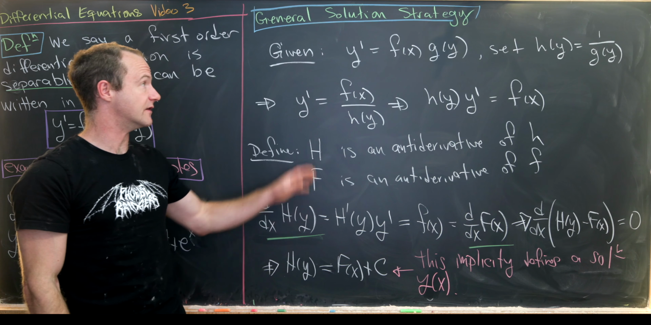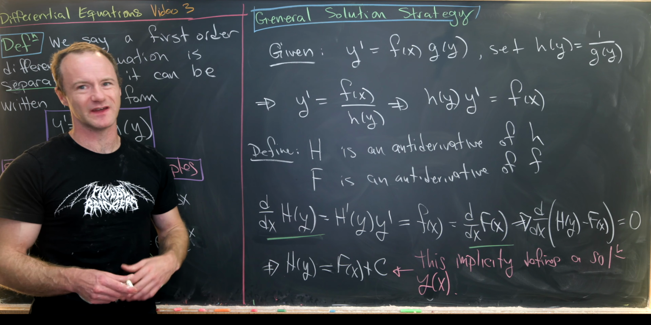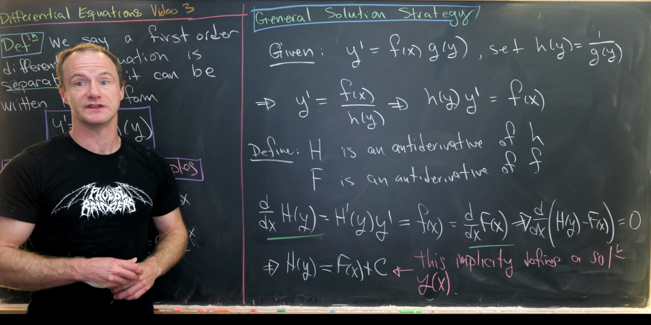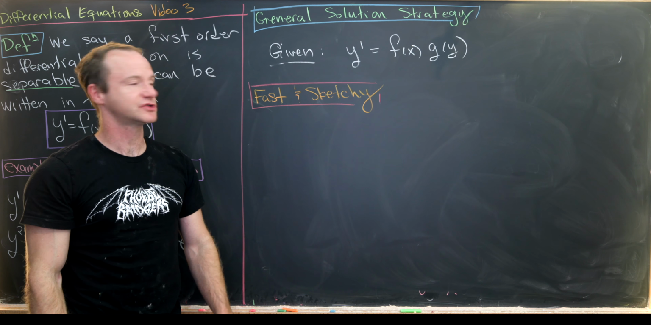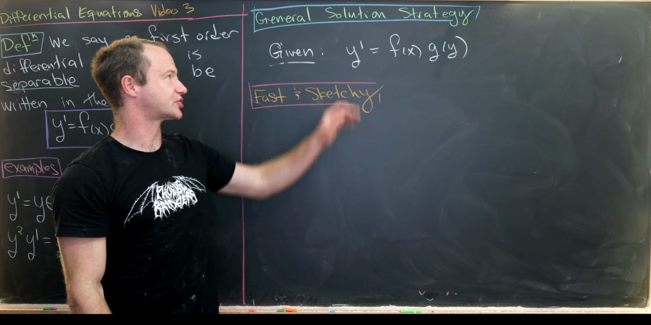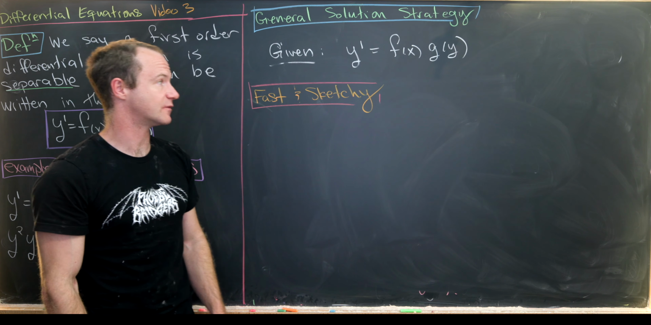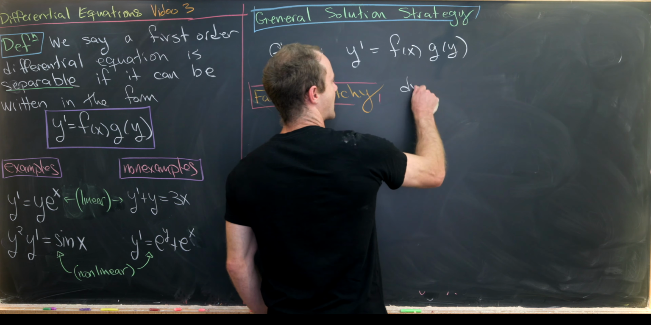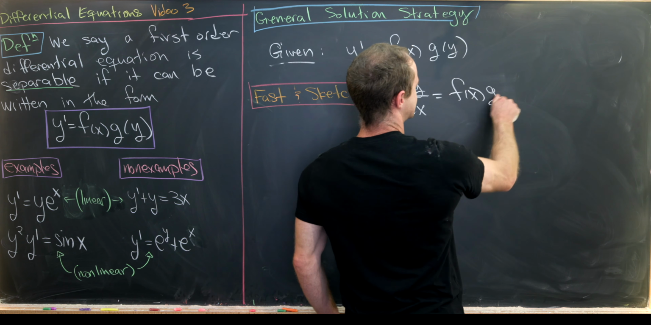So now that we went through our careful way of finding a solution to this differential equation, let's look at the quick and dirty way that you'll generally use when you're working through these calculations. A fast and sketchy way. So we're starting with the same differential equation, y prime equals f of x times g of y. And now we're going to take y prime and rewrite it as dy by dx. So that's f of x times g of y.